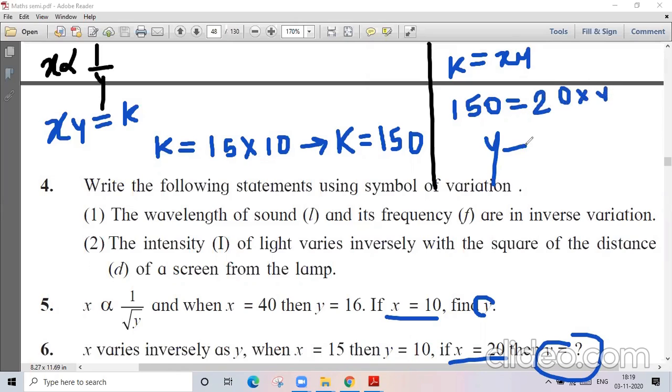So y is equal to 150 divided by 20. Divide this and you'll get the answer. Tell me the answer, the options are in the chat. y will be what? Simple, cancel the zeros, divide 15 by 2, and you'll get the answer 7.5.